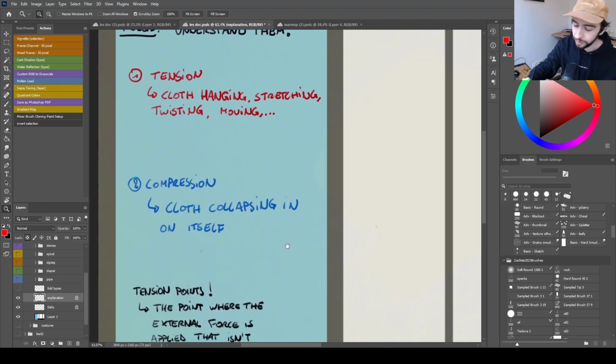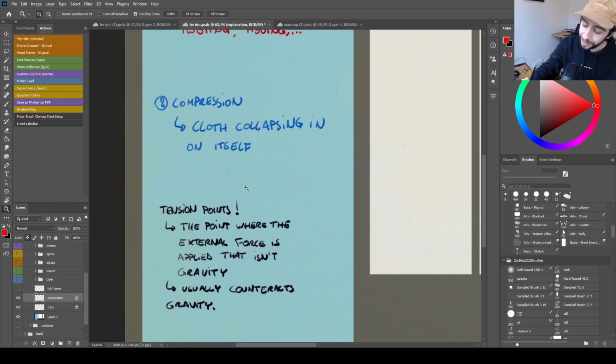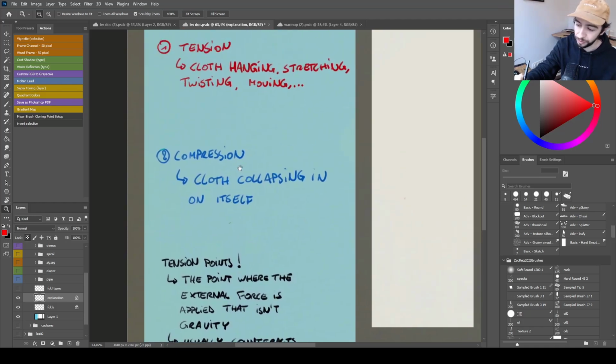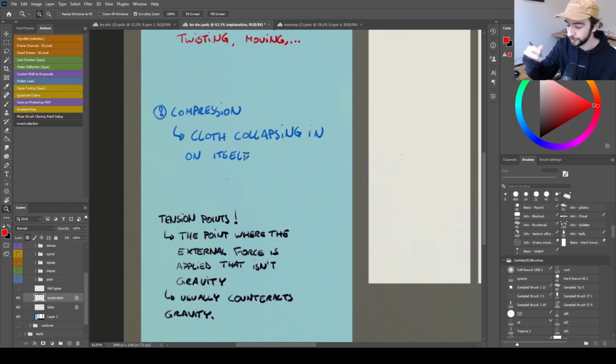Now, what do we need to know as well? We need to understand tension points and what role they play in the creation of folds. Tension points, as you can imagine, are mostly related to the tension itself, right? But the tension point is where an external force is applied to our cloth that isn't gravity. So again, you holding up your cloth, maybe the wind blowing against it, maybe it hanging down from a wire. So it is something interacting with your cloth, applying tension to that cloth. It usually counteracts the gravity as well, which makes it a bit easier to identify.